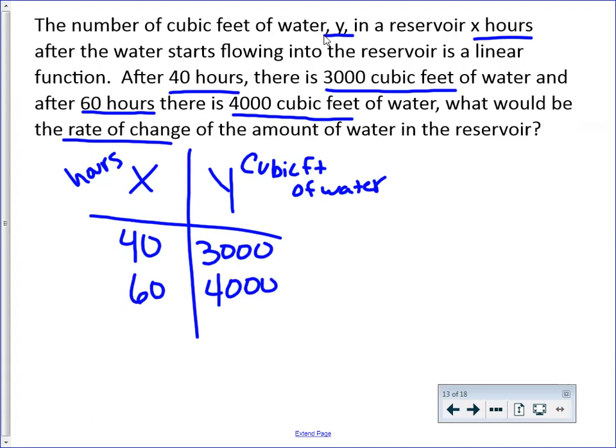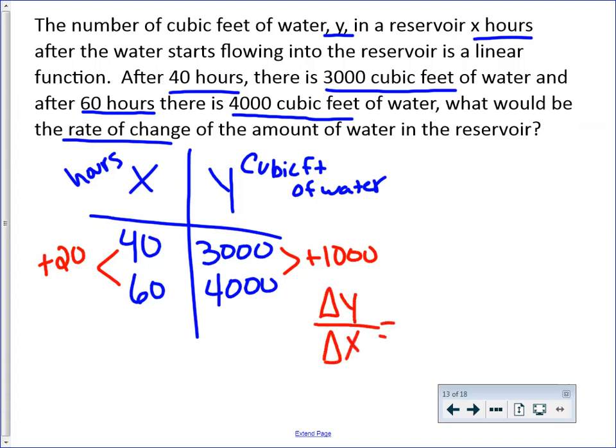They want us to find our rate of change, so how much is it from 3,000 to 4,000? Plus 1,000. How much is it from 40 to 60? Plus 20. Let's divide those two numbers. My change in Y over my change in X is my rate of change, or my slope. So 1,000 divided by 20. My zeros cancel, give me 100 divided by 2, which then is 50.